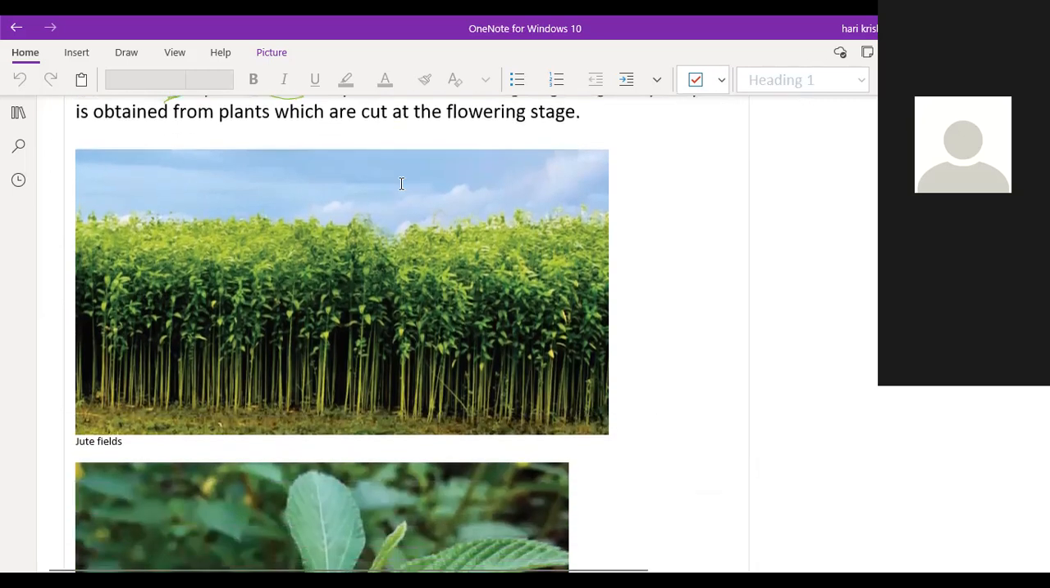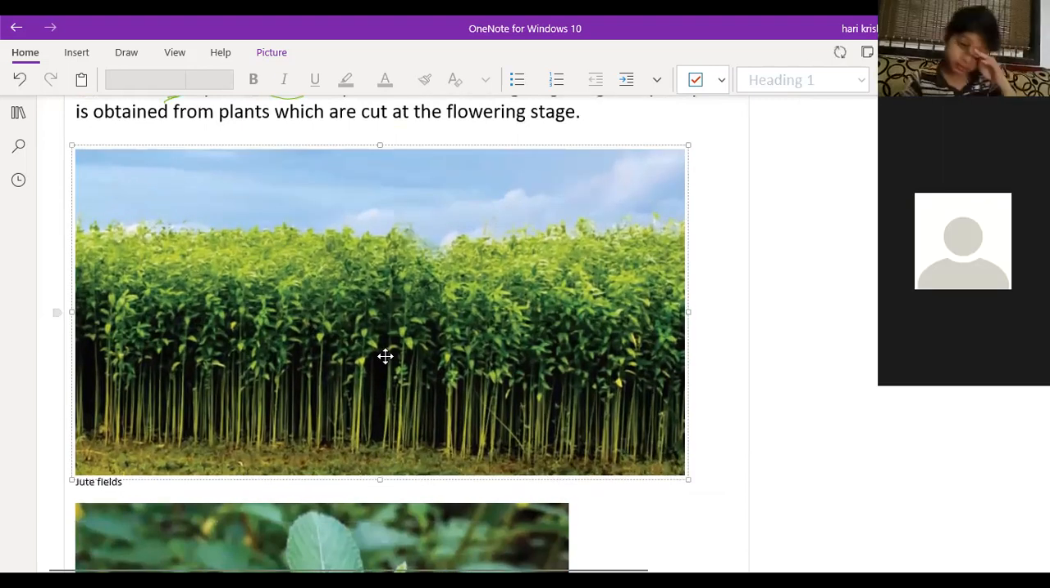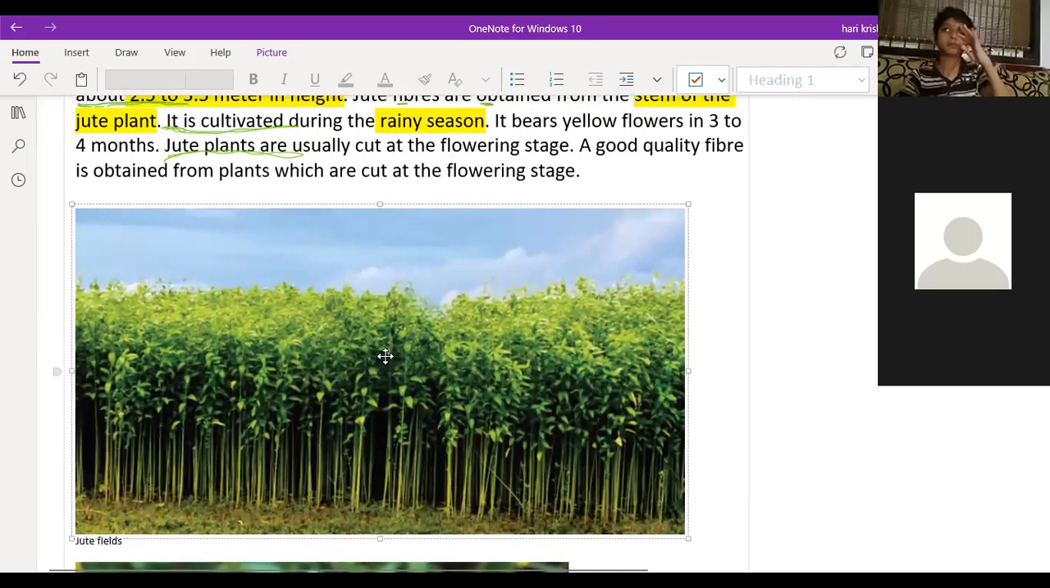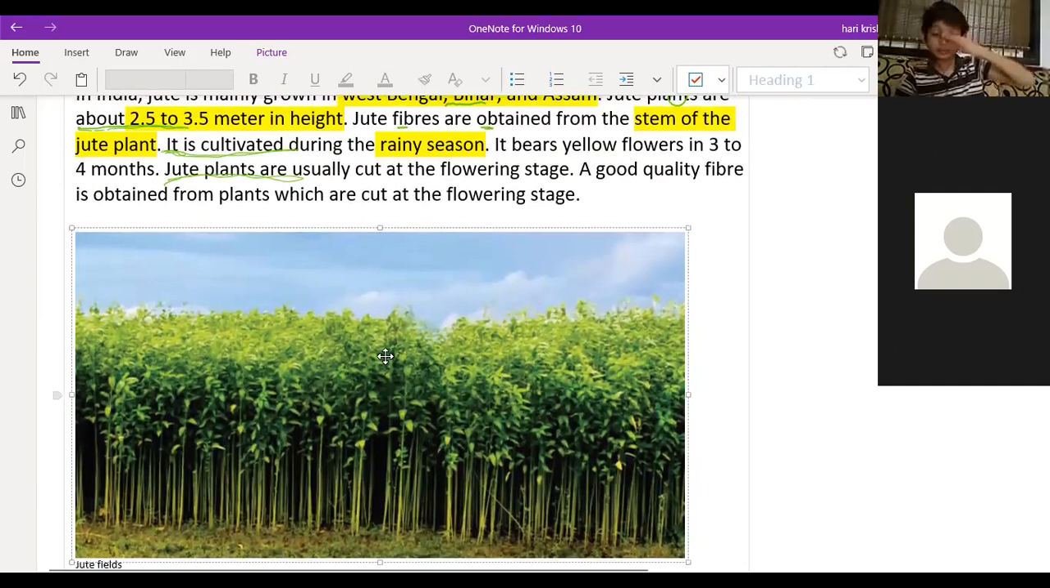Then can you see here the jute cultivation? The plants are very thin and growing tall. Yes, sir. So it's almost 2.5 meters to 3.5 meters in height, these plants. And we will get the jute fiber only from the stem of these plants. Whatever this 2.5 meters is there in the stem, from this we will get the jute fiber.